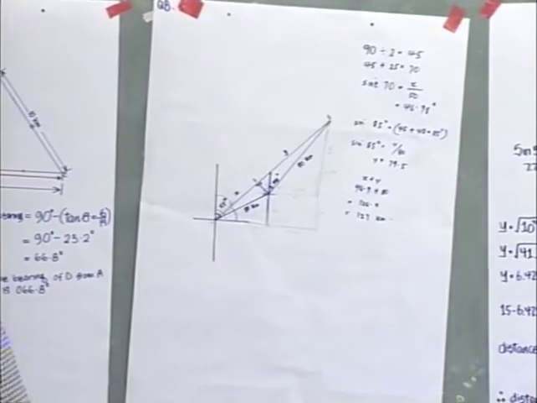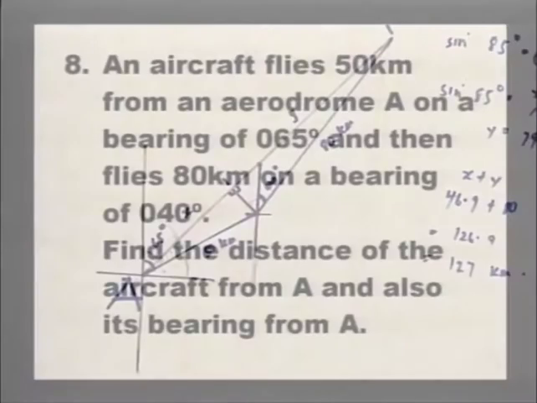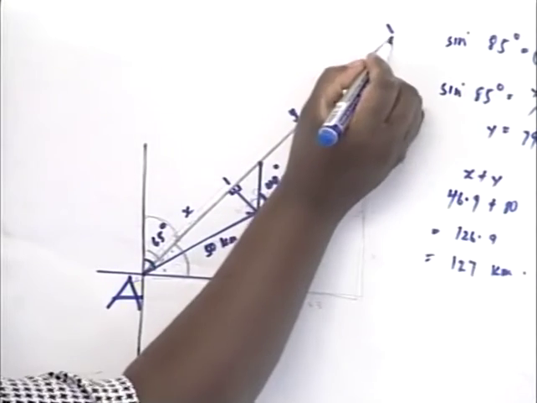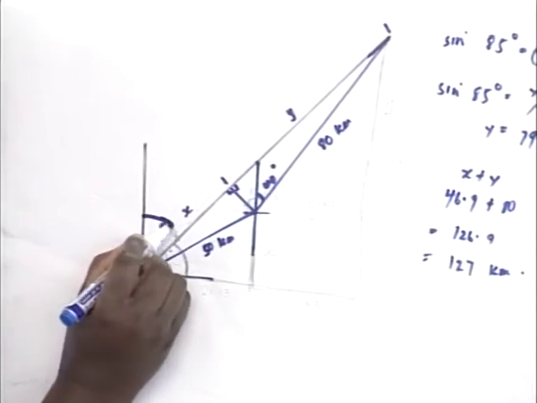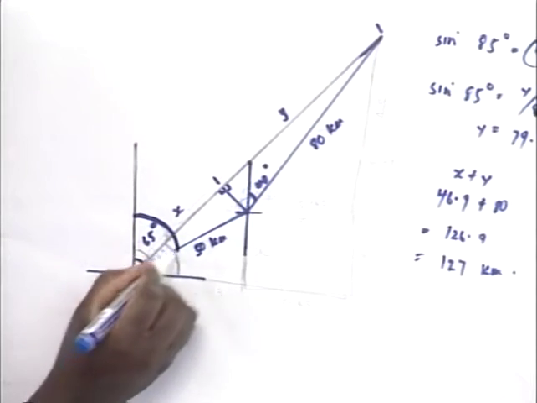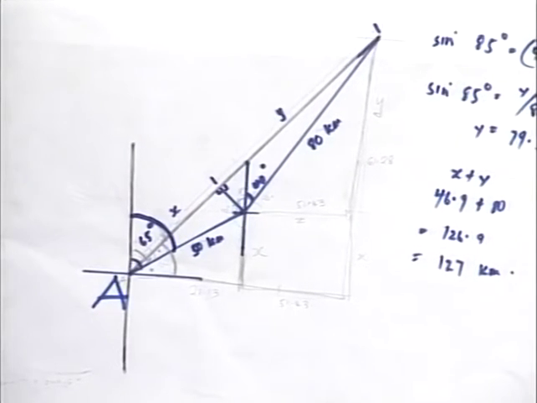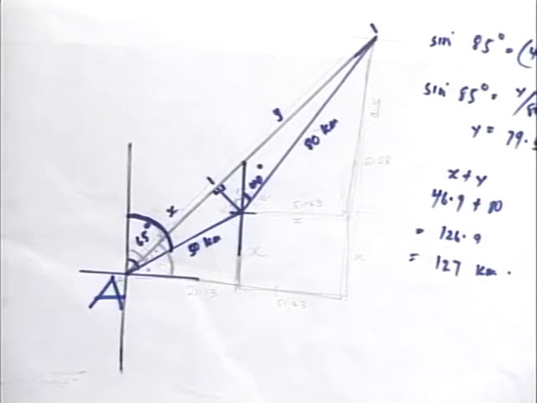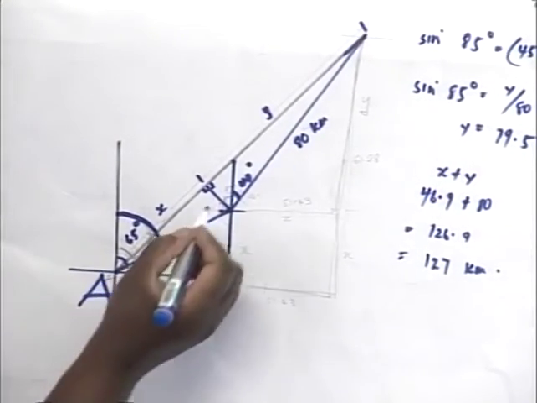Okay, question 8 reads, an aircraft flies 50 kilometers from an aerodrome A. So this is A. And it's on a bearing of 65 degrees. Okay, this is 65 degrees from here to here. From here to here is 50 kilometers. And then from there it flies 80 kilometers on a bearing of 40 degrees. So from here it flies on a bearing of 40 degrees.